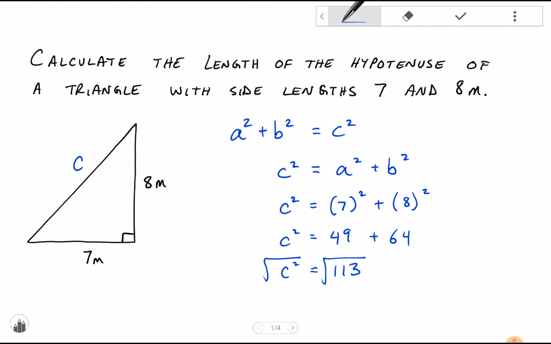So if we use a calculator, punch this in, we can do the square root of 113, and we will get c equals 10.6301, and we'll round that off and say c equals 10.6. And the units here are meters. So there's the hypotenuse for this triangle.